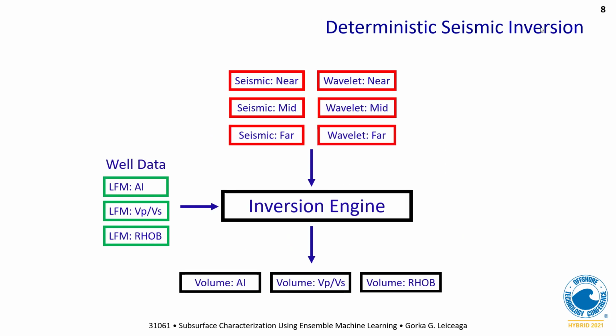So for deterministic seismic inversion inputs, you have your seismic angle stacks. This is a pre-stack example for simultaneous inversion. And you have your wavelets that correspond to each seismic angle stack. Then you have your well data, which also is used for building the low frequency model. And then you take all this information, you feed it into the inversion engine, and you get your acoustic impedance, Vp/Vs ratio, and density.